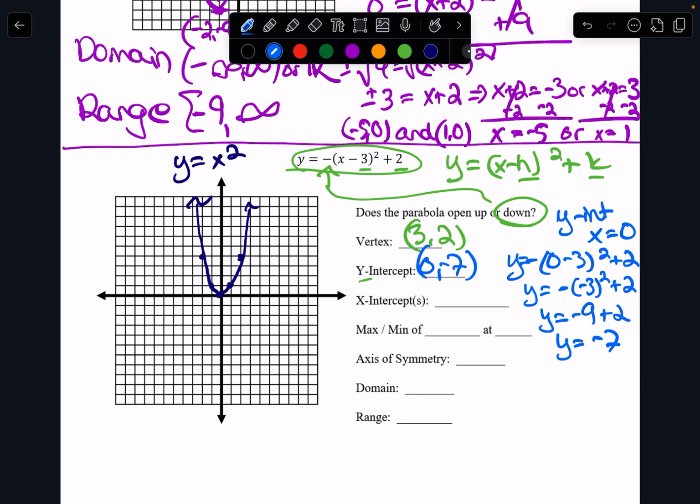Okay, hold on. I did not graph the vertex. 1, 2, 3, 1, 2. Here's our vertex, 3, 2. And we're going in the correct direction because we are going down. 1, 2, 3, 4, 5, 6, 7. Here's our 0, negative 7.